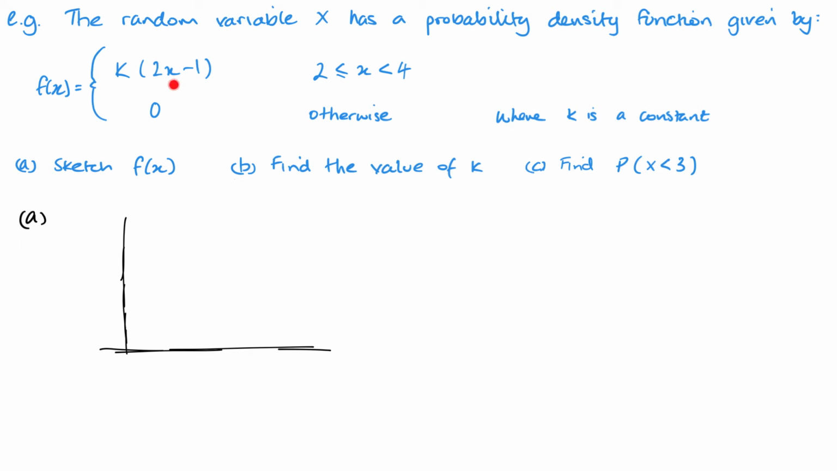Now we've got a linear graph here between 2 and 4, so I only need to look at the limits. So when I substitute 2 in here, we get 4 minus 1 is 3, so 3k. So when x is 2, we're going to start at 3k. And then when x is 4, 2 4s are 8, minus 1 is 7, so it's going to be 7k. Now it's a sketch, so it doesn't really make too much difference in terms of the steepness of the graph and so on, because it's just whatever you want to use.